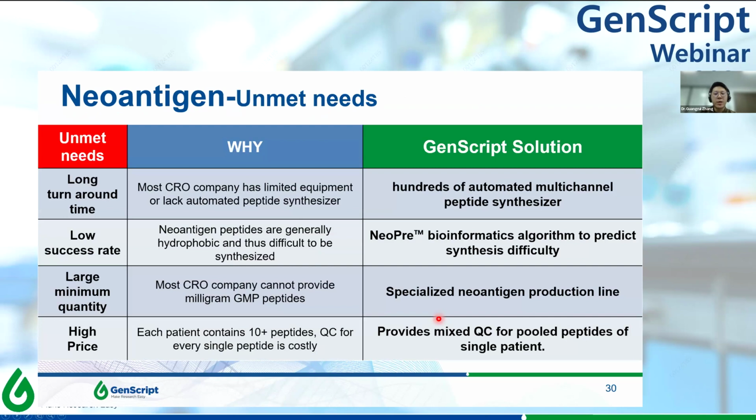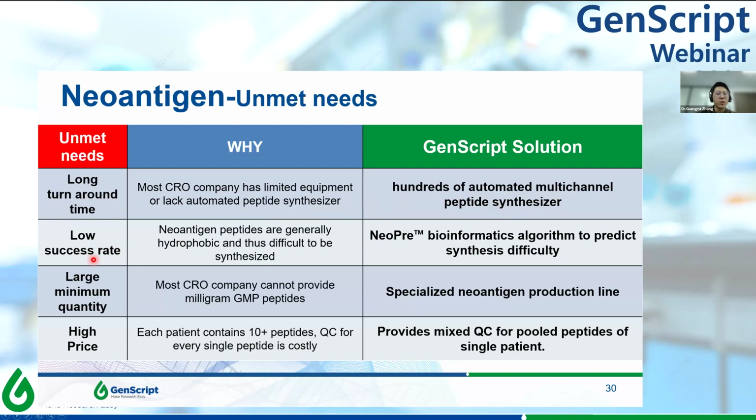For the neoantigen peptide, we have lots of unmet needs, such as long turnaround time. We found that most CRO companies have limited capacity or lack automatic peptide synthesizers, and we at GenScript have hundreds of automatic multi-chain peptide synthesizers. For GMP we have almost 20 multi-chain peptide synthesizers to provide a fast turnaround time, delivering door to door to our customers.